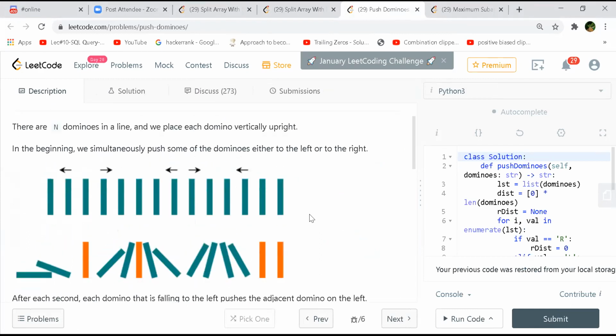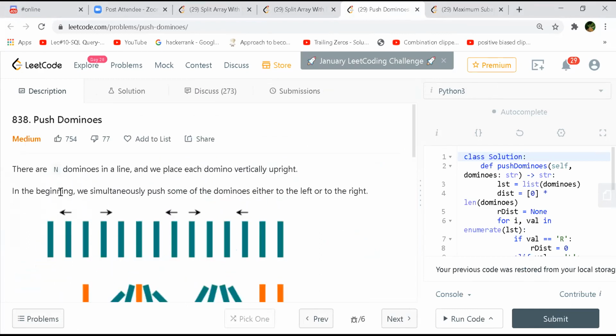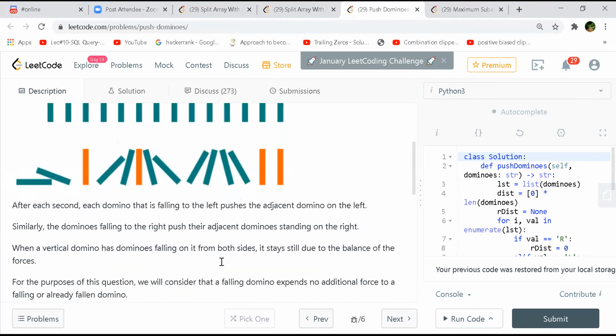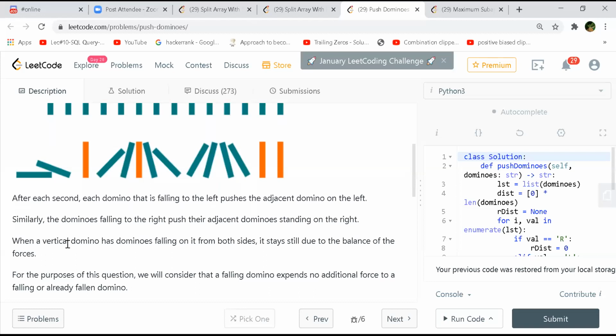Okay. Then next is push dominoes. There are n dominoes in a line, and we place each domino vertically upright. In the beginning, we simultaneously push some of the dominoes either to the left or to the right. After each second, each domino that is falling to the left pushes the adjacent domino on the left, and if it is falling to the right, it pushes the adjacent domino on the right. When a vertical domino has dominoes falling from both sides, it will be balanced. Like this orange one: the left is pushing right, and the right is pushing this side, so it is balanced.